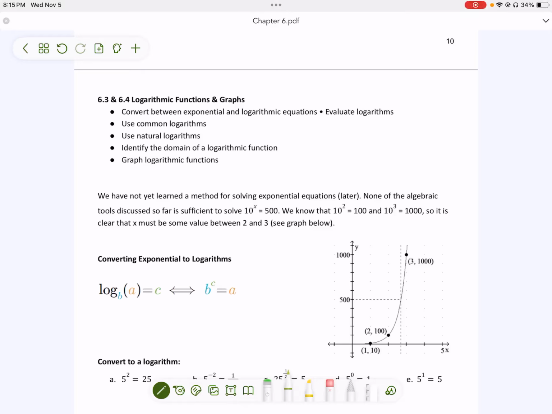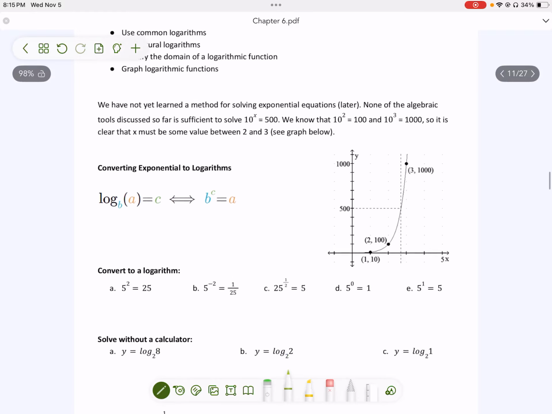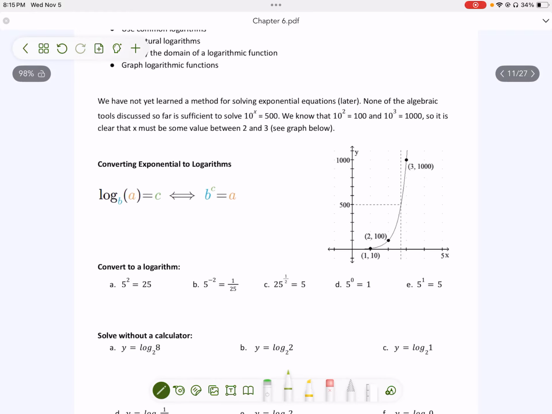Moving into 6.3, 6.4, this is where we talk about log functions and what their graphs are going to look like. Essentially, the purpose of a logarithm is to be able to approximate things that we don't really know for an exponential. So, this is a really good example here. We know that 10 squared is 100 and 10 cubed is 1,000, but we don't really know the power to get a 500. So we essentially need to do a logarithm.